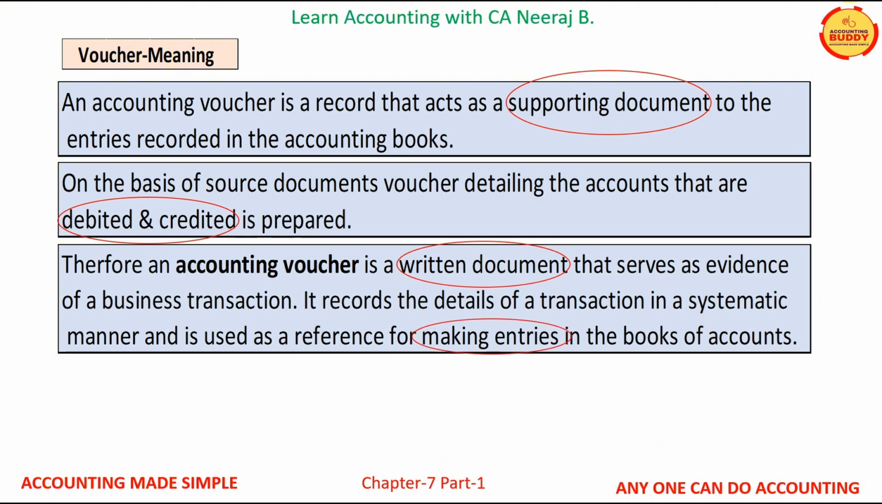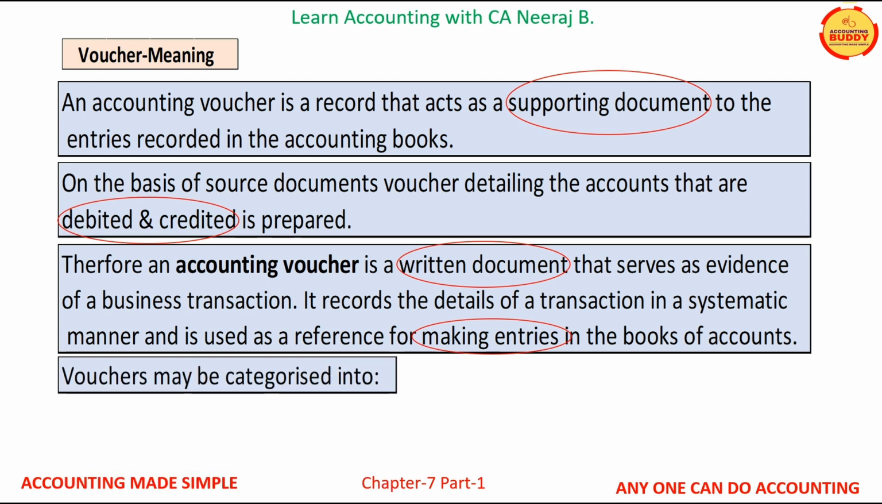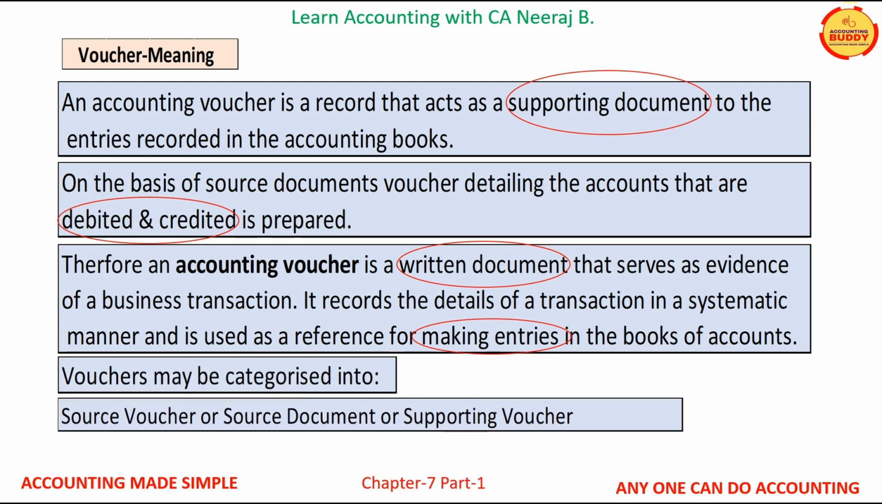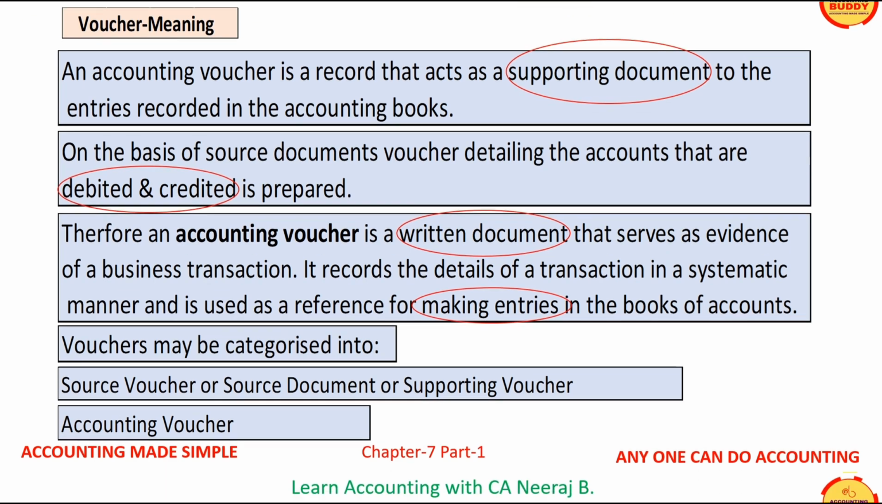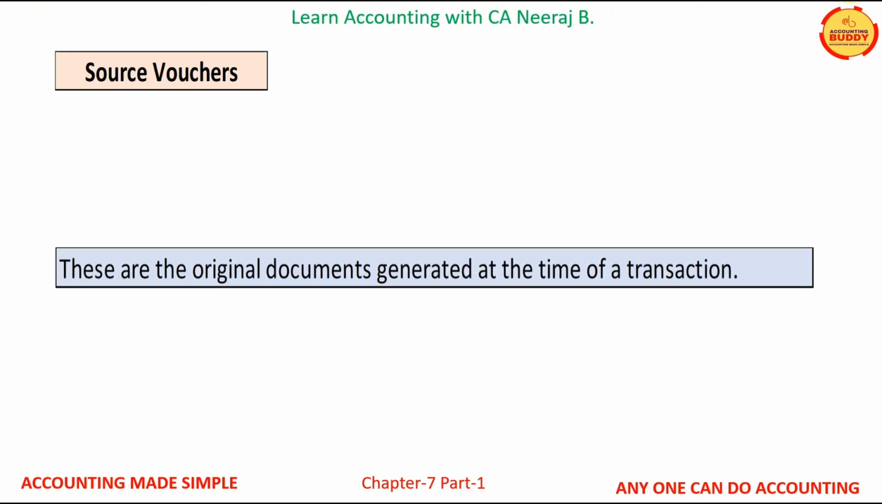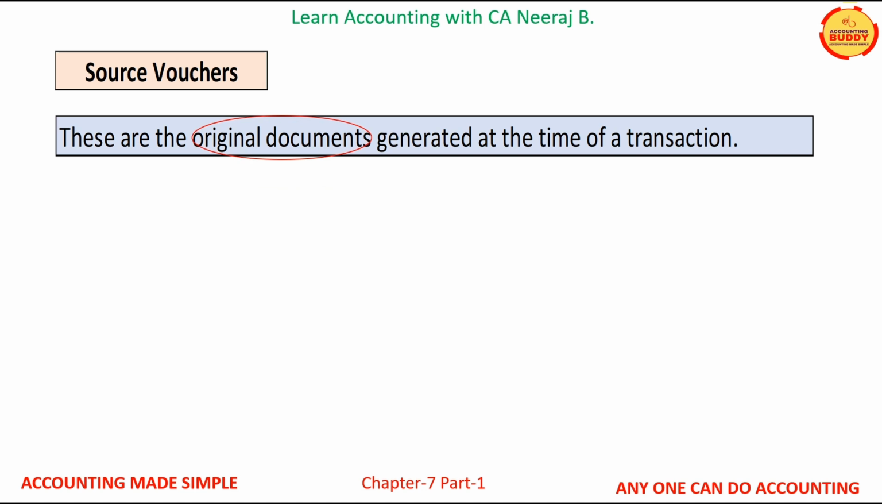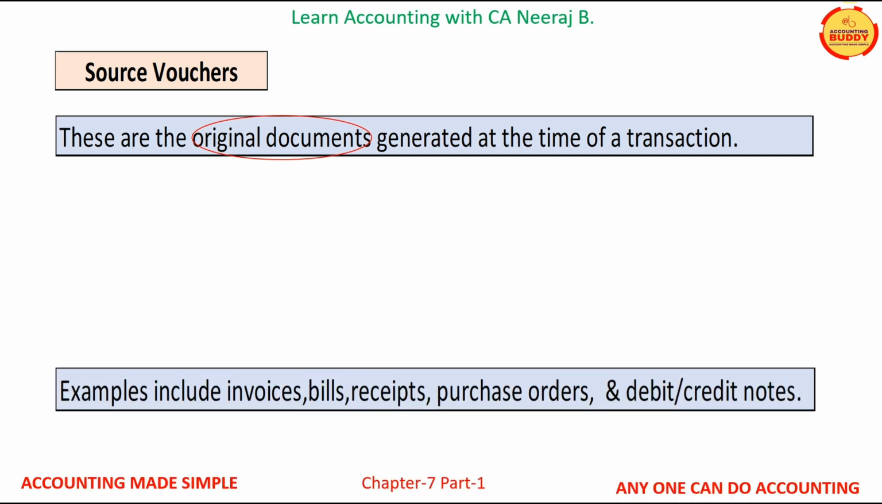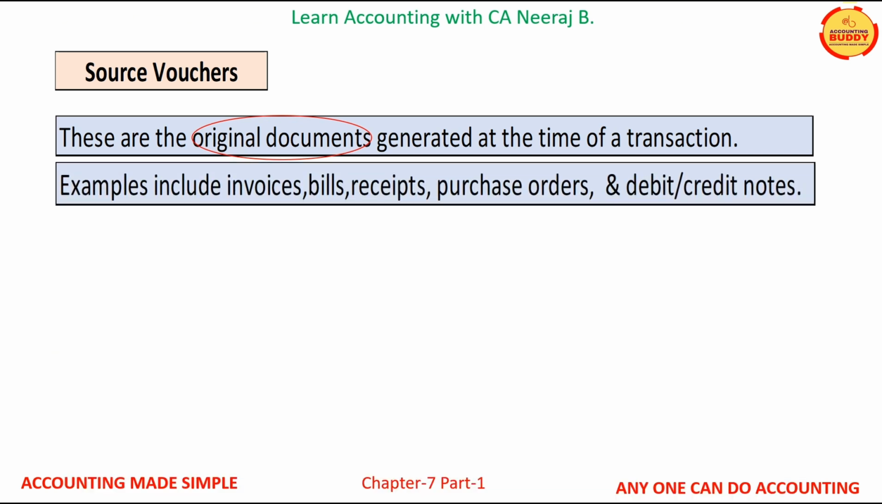Vouchers may be categorized into source voucher, or source document, or supporting voucher, and accounting voucher. We will discuss the source voucher and the accounting voucher in detail in our subsequent slides. Let us understand the meaning of source voucher. These are the original documents generated at the time of a transaction. Examples of source vouchers are invoices, bills, receipts, purchase orders, and debit and credit notes.